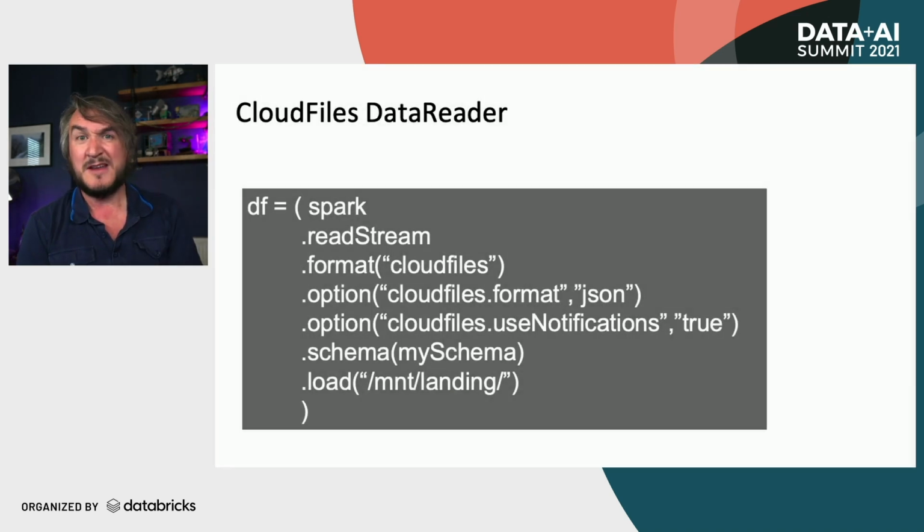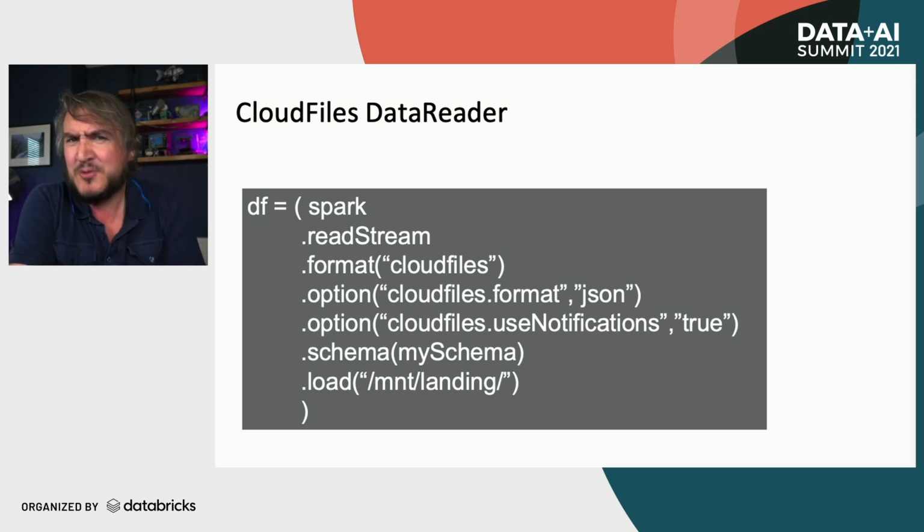Okay, so in terms of the normal data frame, there's those couple of bits of information we need to give it. So you can see we've got Spark read stream. It's a streaming data frame, always, it's not a batch one. We've got a format of cloud files. So we're telling it to use Autoloader. We're telling it it's going to be loading from a queue of messages.